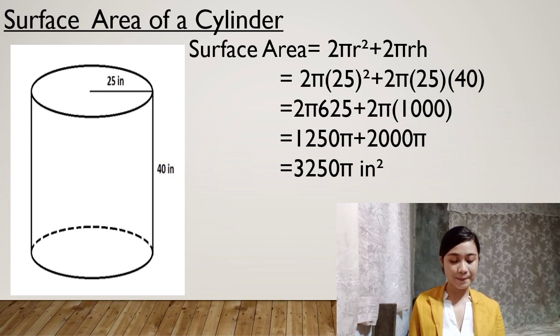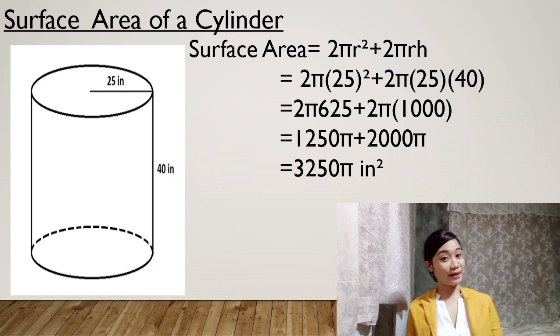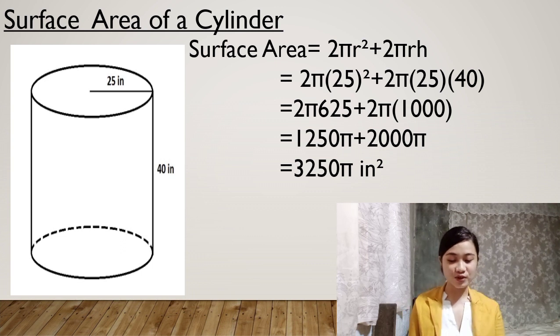Okay, first step is to find the radius and height. So, hahanapin natin yung radius and the height. So, it is very obvious. Yung height is 40 inches. Okay, or the rectangular area. And then the radius is very obvious, is 25 inches. So, yun yung step 1. Step 2, substitute and multiply.